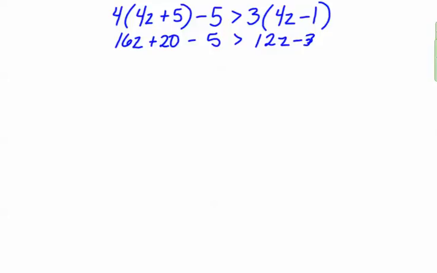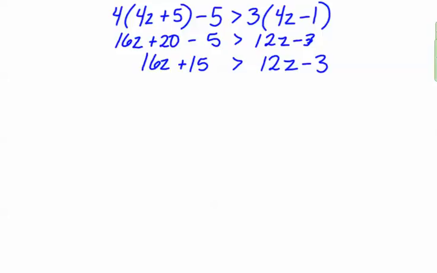Okay. That was a good start. Before I do anything else to solve, I want to simplify the left-hand side of the equation a little bit more to combine 20 minus 5. That's pretty easy. So at this point, we've simplified our inequality a lot.